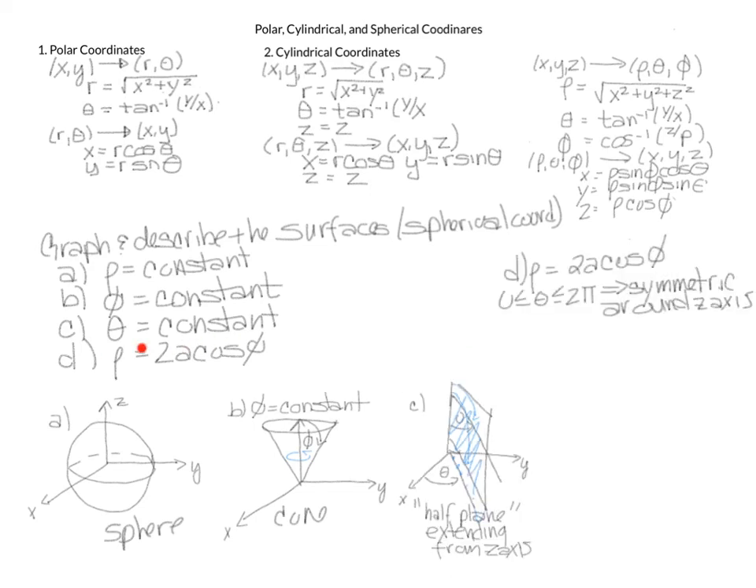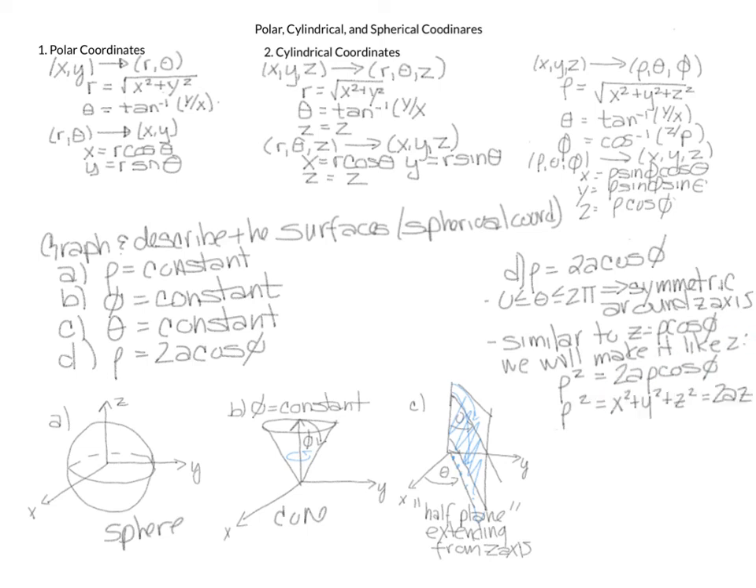This last surface, we are going to need some space, and it's mostly going to be algebraic. So rho is equal to 2a cosine phi. The first thing we'll note is that theta can go from 0 to 2 pi. In other words, it's symmetric about the z-axis. The other thing we are going to notice is this is very similar to the z-coordinate equals rho cosine phi. In fact, if we multiply both sides by rho, we'll get rho squared is equal to 2a rho cosine phi. So we made it look a lot like z.